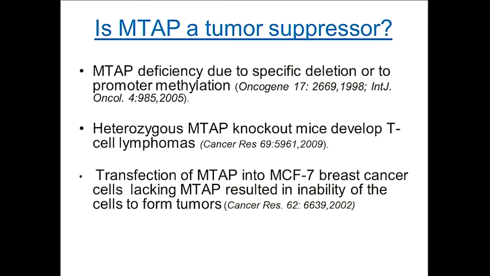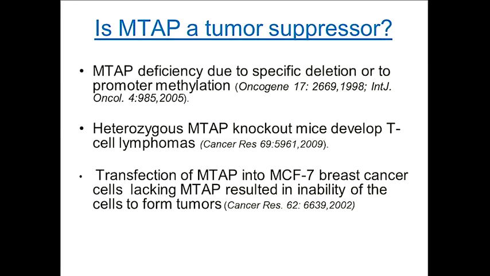Now, the question is, is MTAP a tumor suppressor? There's some evolving evidence that it may be, and that the effects of this p16 homozygous deletion are not only due to the INK4A and B deletion, but also MTAP deletion. Some of this evidence is that there are instances where MTAP is specifically deleted. And there's also evidence that MTAP can be downregulated by promoter methylation.